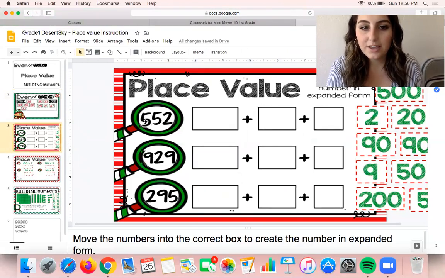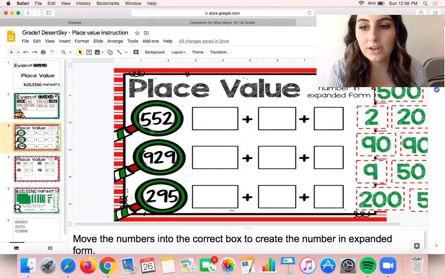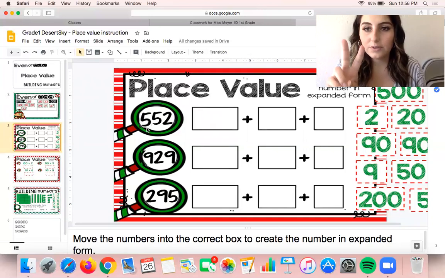For your place value, you're gonna take the number in the magnifying glass and write it in expanded form. That's when we go in and add our zeros. So remember, for our hundreds place, we add 2 zeros. Our tens place, we add 1 zero. Our ones place, we add no zeros.